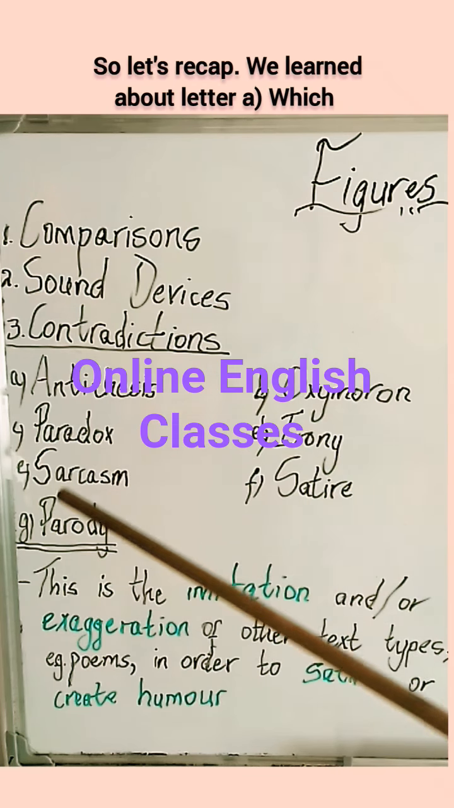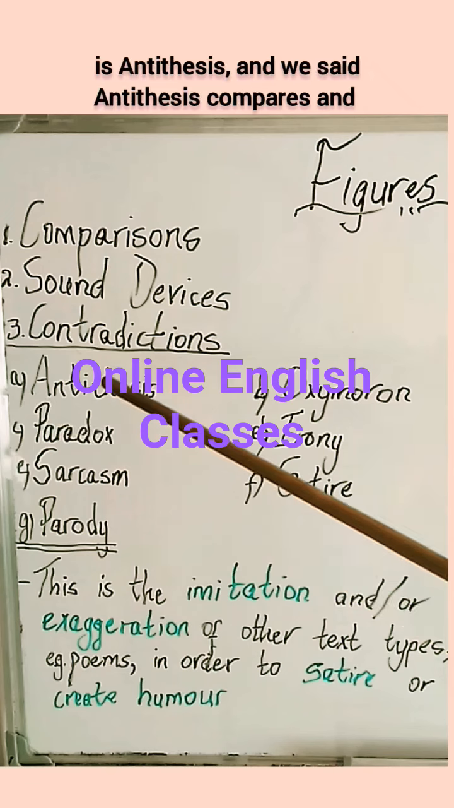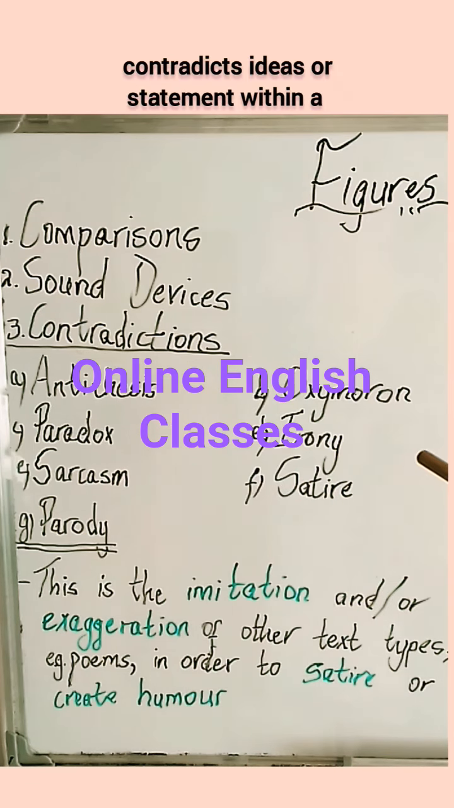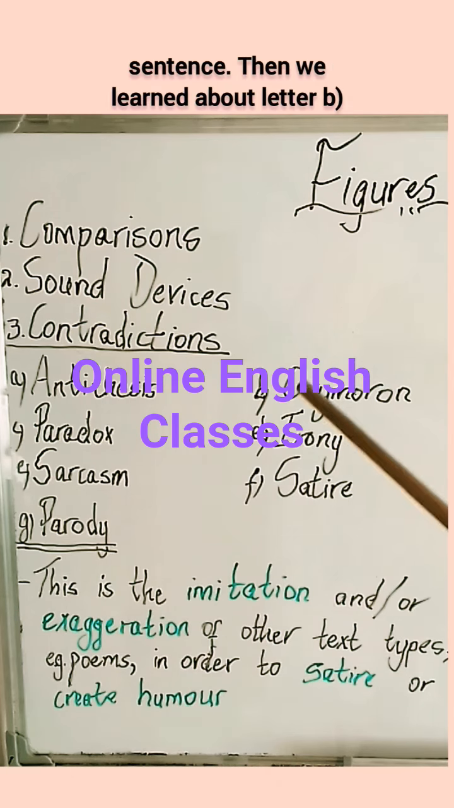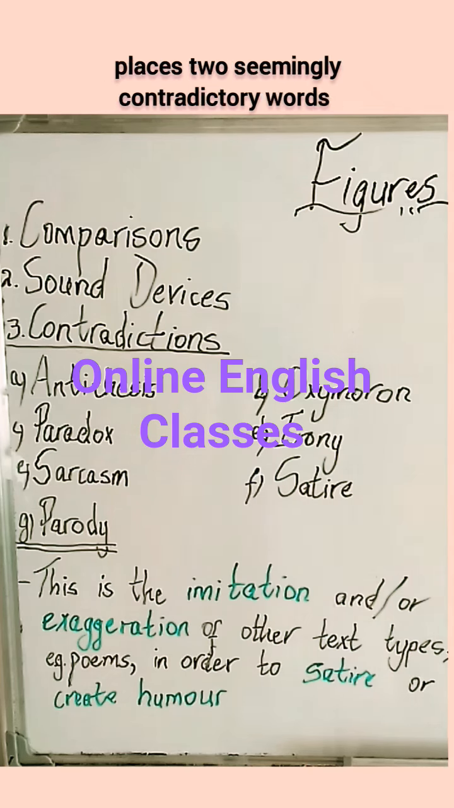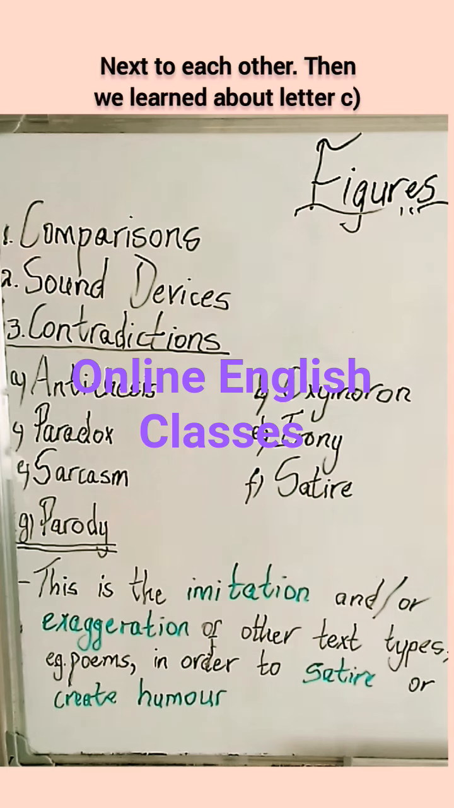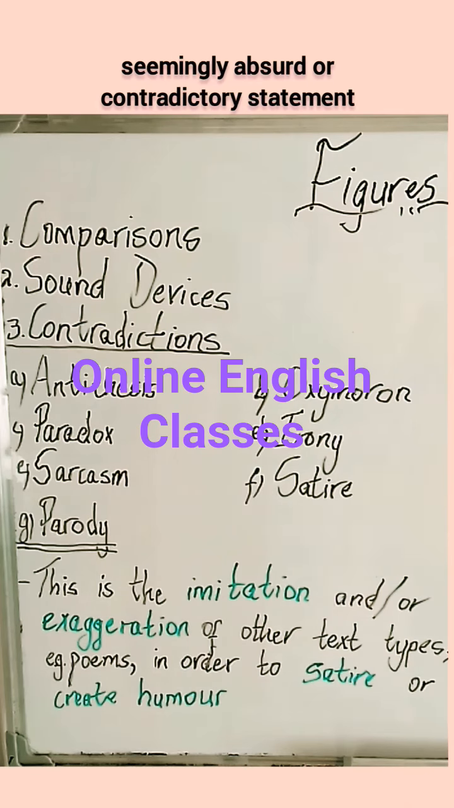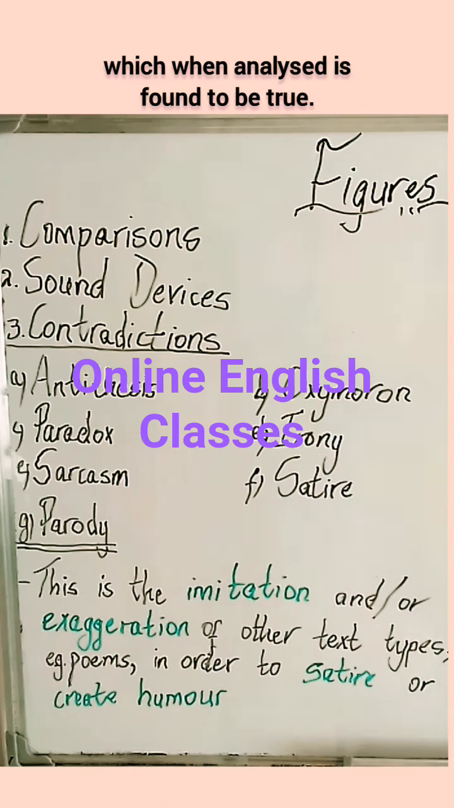So let's recap. We learned about letter A, which is antithesis, and we said antithesis compares and contradicts ideas or statements within a sentence. Then we learned about letter B, which is oxymoron, and we said an oxymoron places two seemingly contradictory words next to each other. Then we learned about letter C, which is paradox, and we said a paradox is a seemingly absurd or contradictory statement which when analyzed is found to be true.